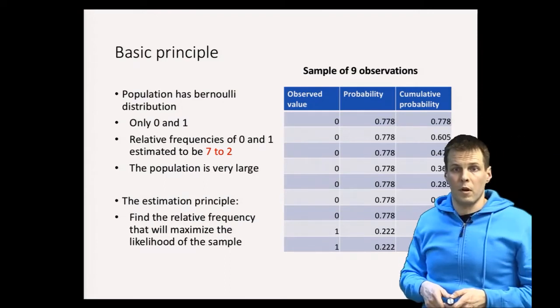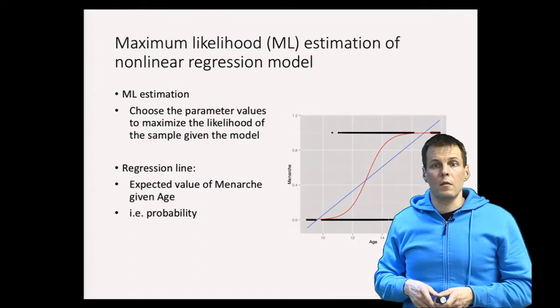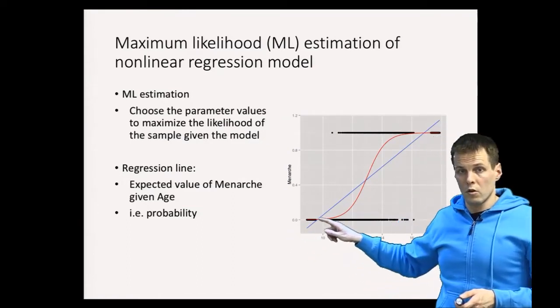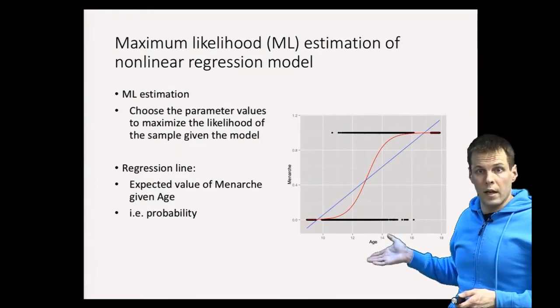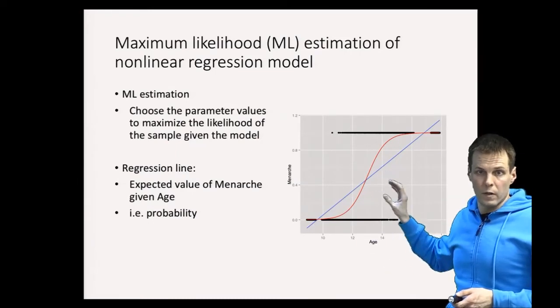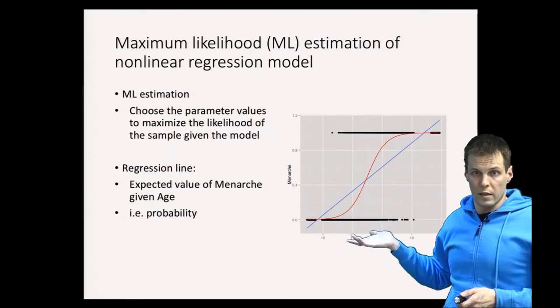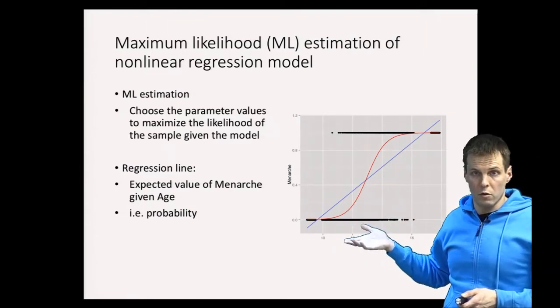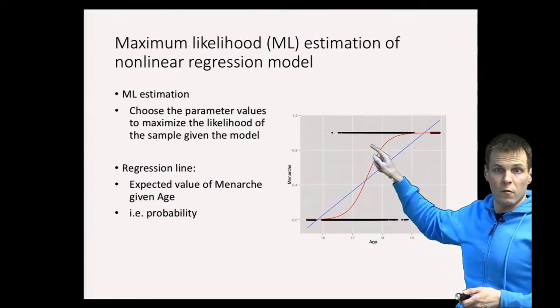This principle is applied to the logistic regression analysis. The idea is that we calculate using this logistic curve and this age here and the known ages and the known menarche status of these girls. We calculate the individual likelihoods for the observations, and then we use those individual likelihoods to find the best possible logistic curve for the data.